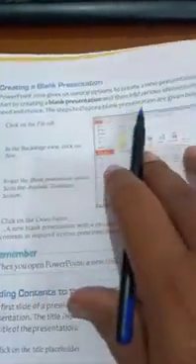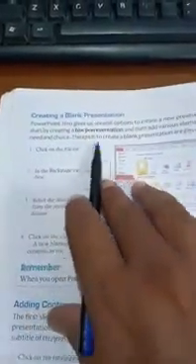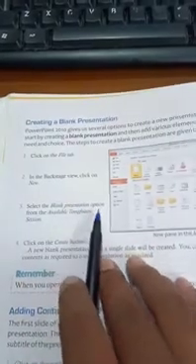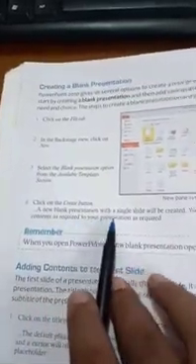So next, creating a blank presentation. PowerPoint 2010 gives us several options to create a new presentation. However, we will start by creating a blank presentation and then add various elements to it according to our need and choice. The steps to create a blank presentation are given below. Click on the File tab. On the Backstage view, click on New. Select the blank presentation option from the available template sections. Fourth, click on the Create button. A new blank presentation with a single slide will be created. You can add as many slides and contents as required to your presentation.